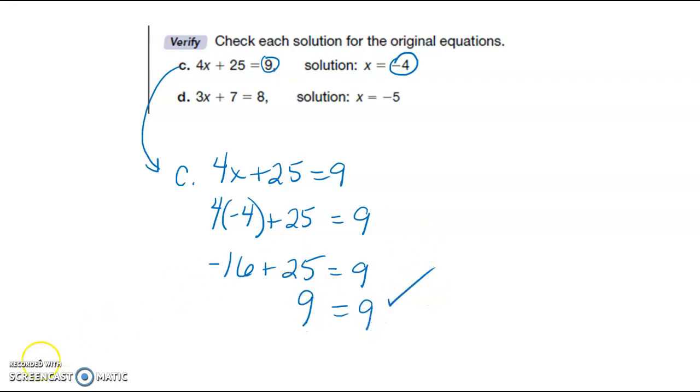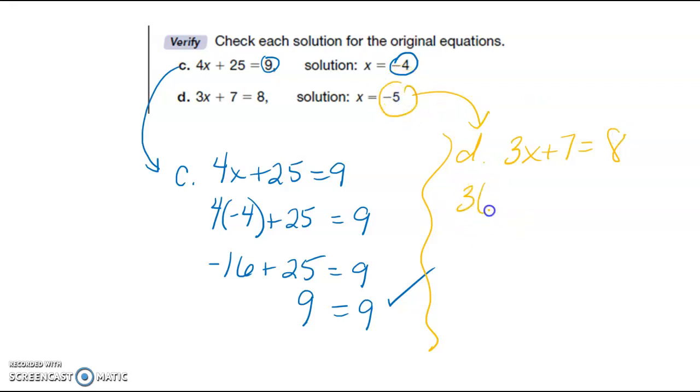That checks out. Let's pick a different color. Let's see if D checks out. 3x plus 7 is equal to 8. And I'm going to plug in -5. 3 times -5 is -15. Plus 7 is equal to 8. -15 plus 7 is going to be -8, which does not equal 8. So this is a no.